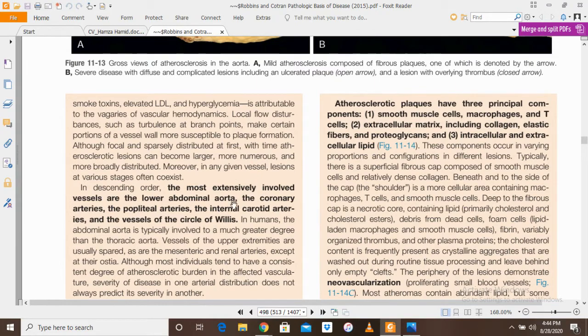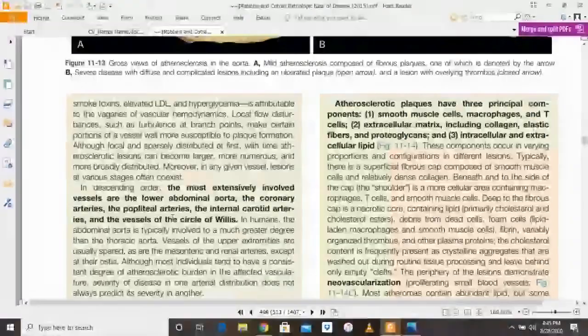I have a mnemonic to share with you, so you can remember this information. The mnemonic is: aortic crocodiles pop from the car of Willis. Aortic, abdominal aorta; crocodiles, coronary arteries; pop, popliteal arteries; from the car, internal carotid arteries; of Willis, vessels of the circle of Willis. Okay.